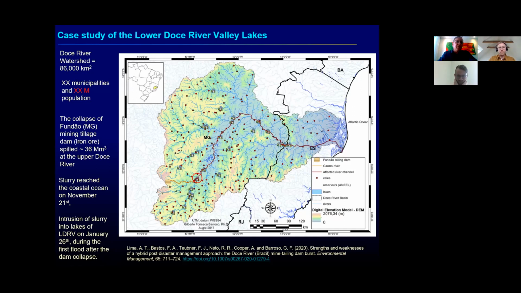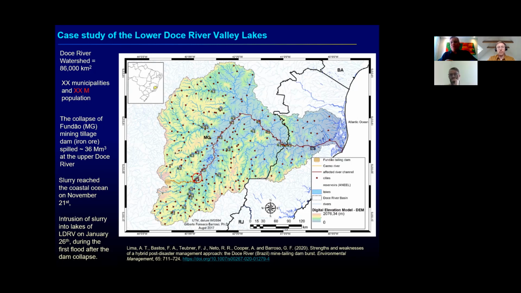Sorry, I forgot to put here the number of municipalities and the population. The collapse of the Fundão mining tailings dam, iron ore, spilled about 36 million cubic meters into the upper Doce River Valley. So this is the location of the iron ore tailings dam. And the slurry came all the way to the Atlantic Ocean through about 660 kilometers of river channel.